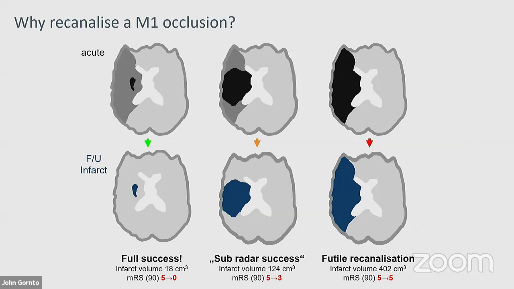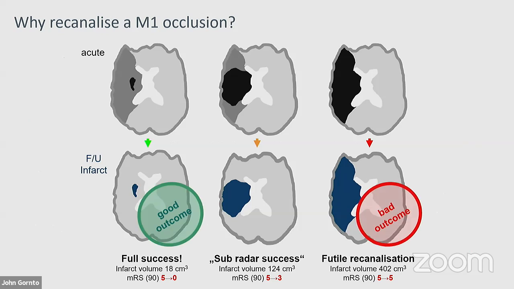In the middle, or let's start with the right side, if we have a complete MCA infarct, I absolutely agree. If everything is dead, there is probably no point to reperfuse. But the question is, where do we have the threshold here? And this sub-radar success brings the patient from mRS 5 to 3, for instance, just for the sake of the argument. And obviously, good outcome, bad outcome, but in between, is this still a bad outcome? This is the good therapy effect.